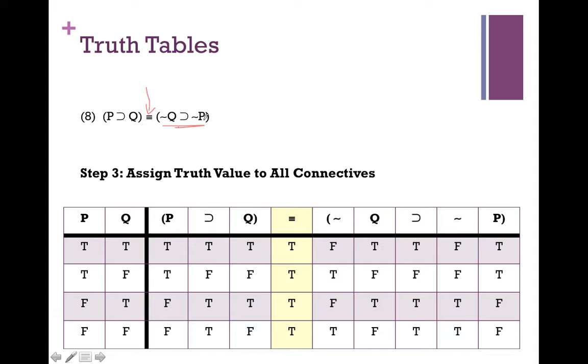If not Q, then not P, this is the contrapositive of if P, then Q. So these two propositions, if P, then Q, and if not Q, then not P, are logically equivalent, and that's exactly what the biconditional relationship is. It's a relationship of logical equivalency. And so this proposition right here, this entire thing, is also a tautology, as I was saying earlier. It's true in all circumstances, which makes perfect sense because if not Q, then not P is logically equivalent to if P, then Q.